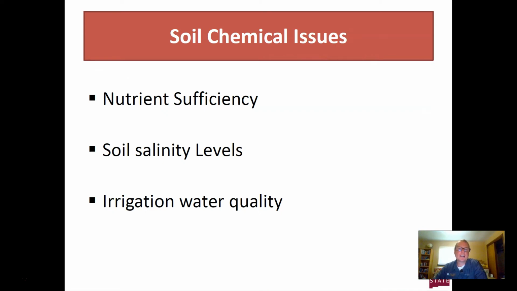So the second important aspect to soil health was soil chemistry, because we need to make sure that there are sufficient nutrients for the plants and that our salinity or salt levels are low enough, and that we're irrigating with healthy water that is not going to be adding or causing problems in our field or garden.